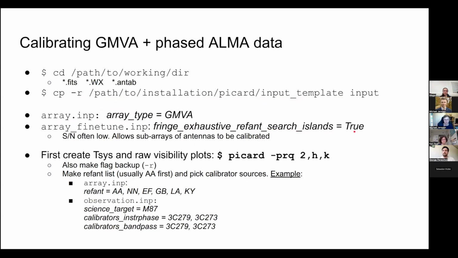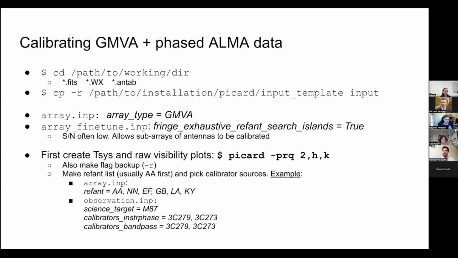Okay, it shows already how much you can fine tune the pipeline, but this is recommended for GMVA data. This essentially says if you have subarrays in your data and you can't connect them by fringe fitting, let's say GMVA, you have fringes between all your stations in Europe and all your stations in the US. But no fringes, say, across the Atlantic, then you should set this parameter to true, because then you can treat both as 2 separate subarrays.